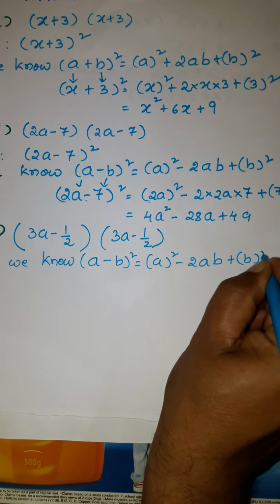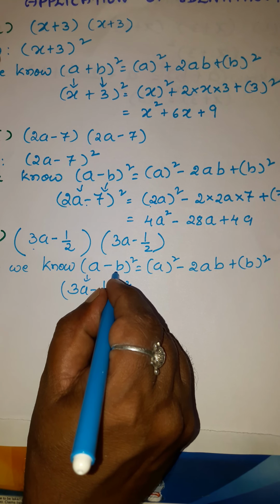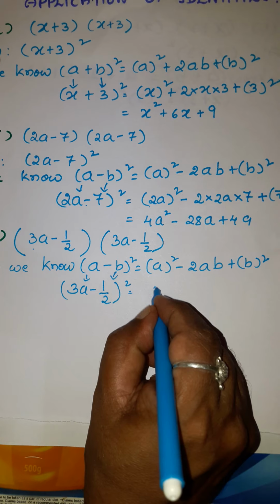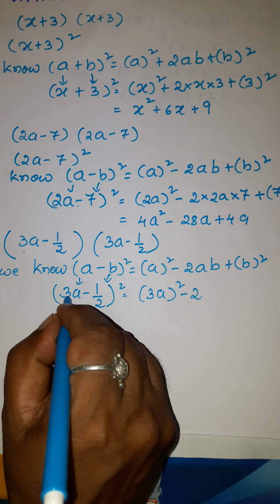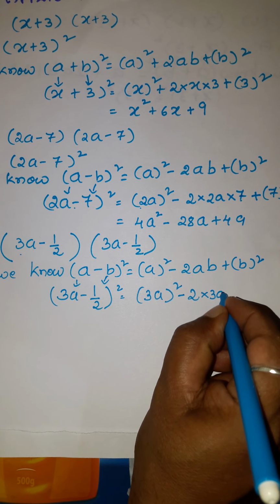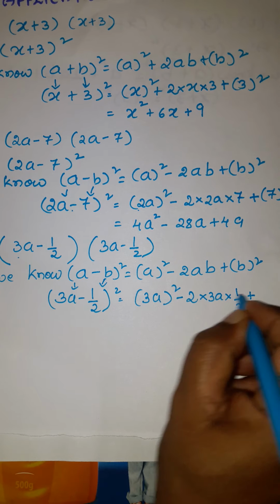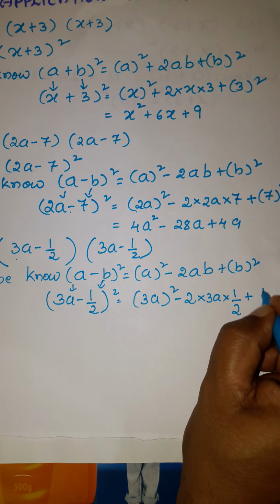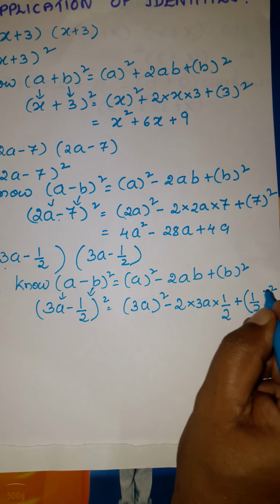So (3a minus 1 over 2) into (3a minus 1 over 2) is (3a minus 1 over 2) whole square. In the place of a write 3a, in the place of b you write 1 by 2. So square of the first term, minus 2 into first term 3a and second term 1 by 2. Again b we have 1 by 2. Never write minus 1 by 2 because the formula will take care of the sign.